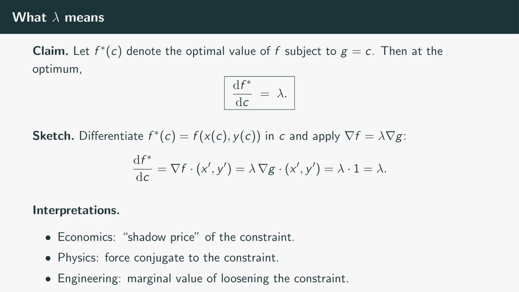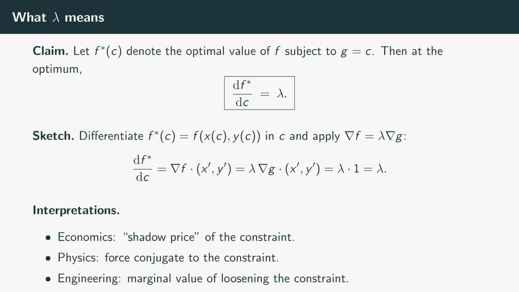Let me explain. Suppose we wiggle the constraint. Instead of g of x, y equals c, look at g of x, y equals c plus delta c for some small delta c. The optimal f value will shift to some new f star of c plus delta c. The claim is that the rate of change, df star dc, evaluated at the original c, equals lambda. The proof is one line.